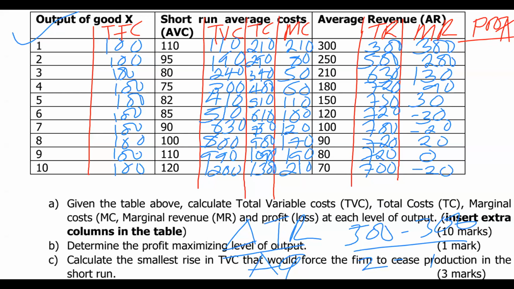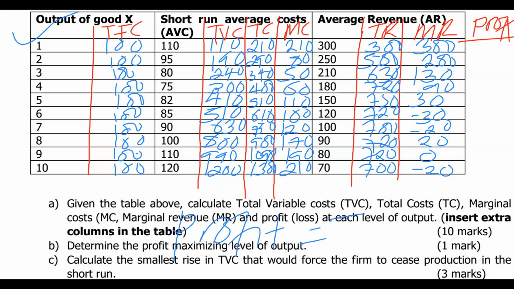Okay, now to find the profit. How do you find the profit? It's very easy, right? Profit equals total revenue minus total cost. As simple as that. So 300 minus 210 should give us 90, right? Yes, sir. And 500 minus 290 is 210.